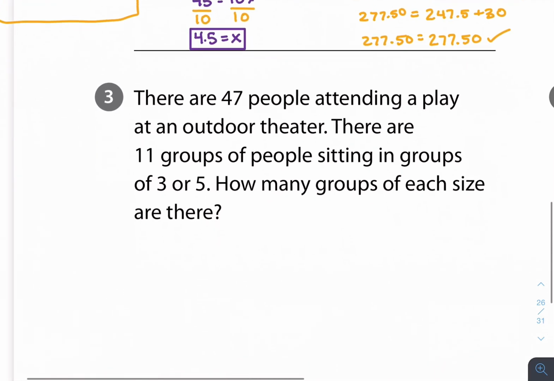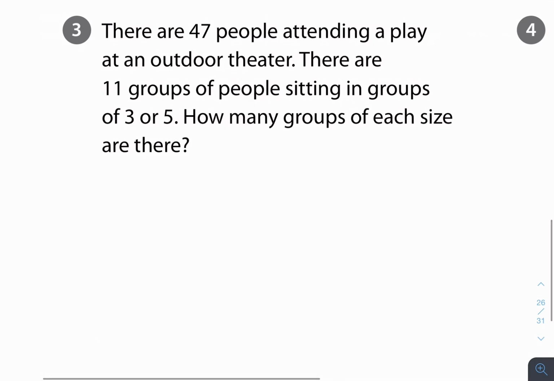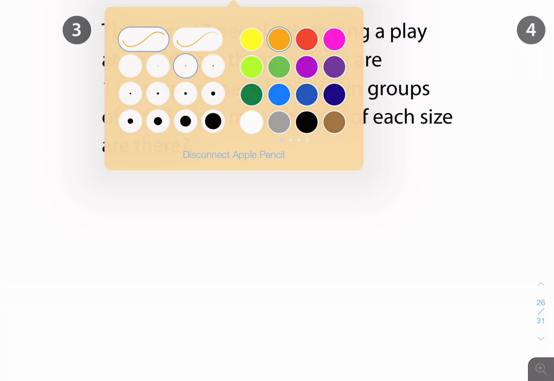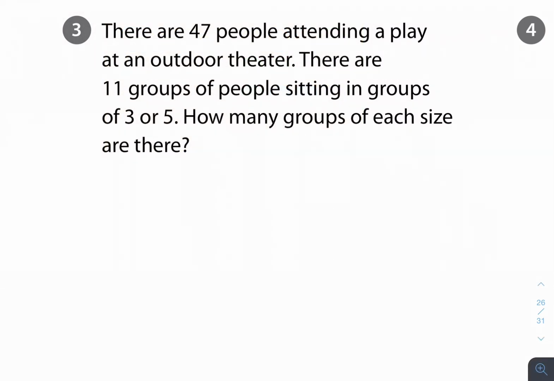Let's look at number 3. Number 3 says there are 47 people attending a play at an outdoor theater. There are 11 groups of people sitting in groups of 3 or 5. How many groups of each size are there? Okay, so let's annotate. Start by circling my numbers. 47 people. 11 groups of people and the groups of 3 or 5.